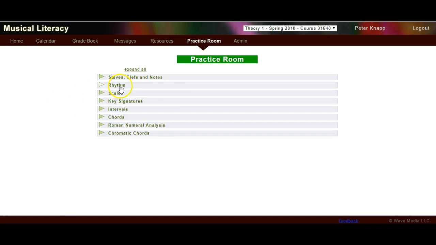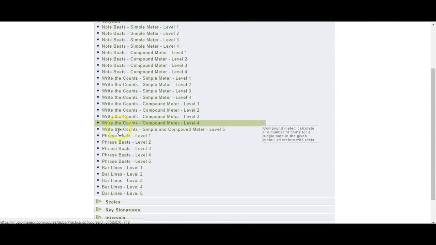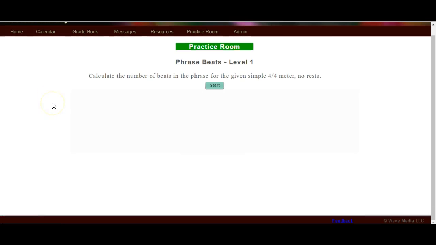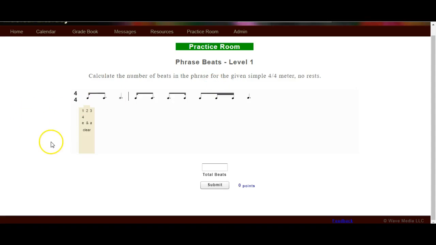Okay, so rhythm and then phrase beats. I'll do level 1. Okay, calculate the number of beats in the phrase for the given simple 4/4 meter, no rests. All right, so the total beats is what you're talking about here.